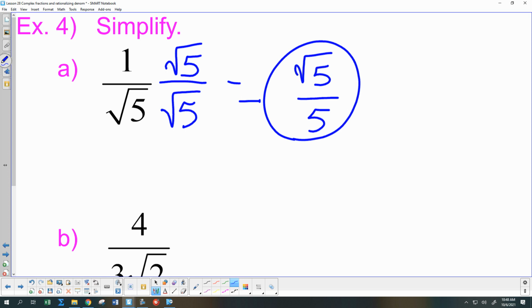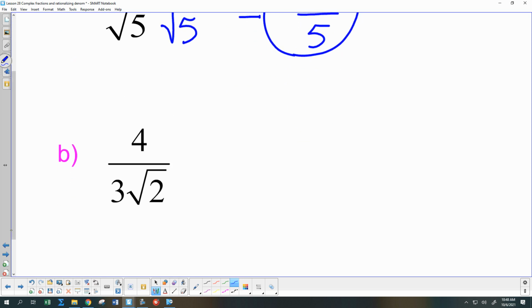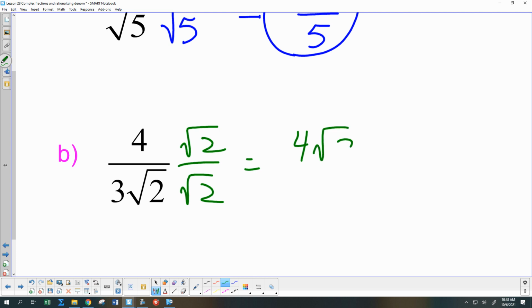Okay, let's try this one. Yesenia, what should I multiply by here? Just the root 2 is all I need to mess with. So show root 2 over root 2. That means we have 4 root 2 in the numerator and 3 times a regular 2 in the denominator.